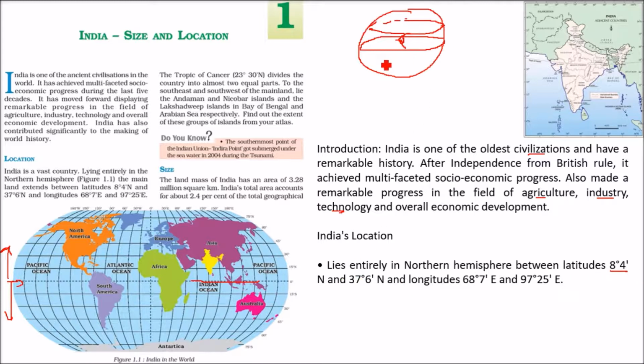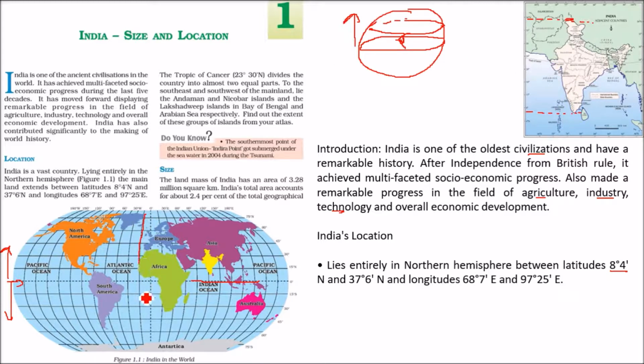8 degree 4 minute north. Why is it north? Because you are in the northern hemisphere. Again 37 degree 6 minutes north, that is you are again in the northern hemisphere. So India from this point to this point, this is the latitude. This latitude is 8 degree 4 minute and this latitude is 37 degrees 6 minute, and the difference is almost 30 degree.